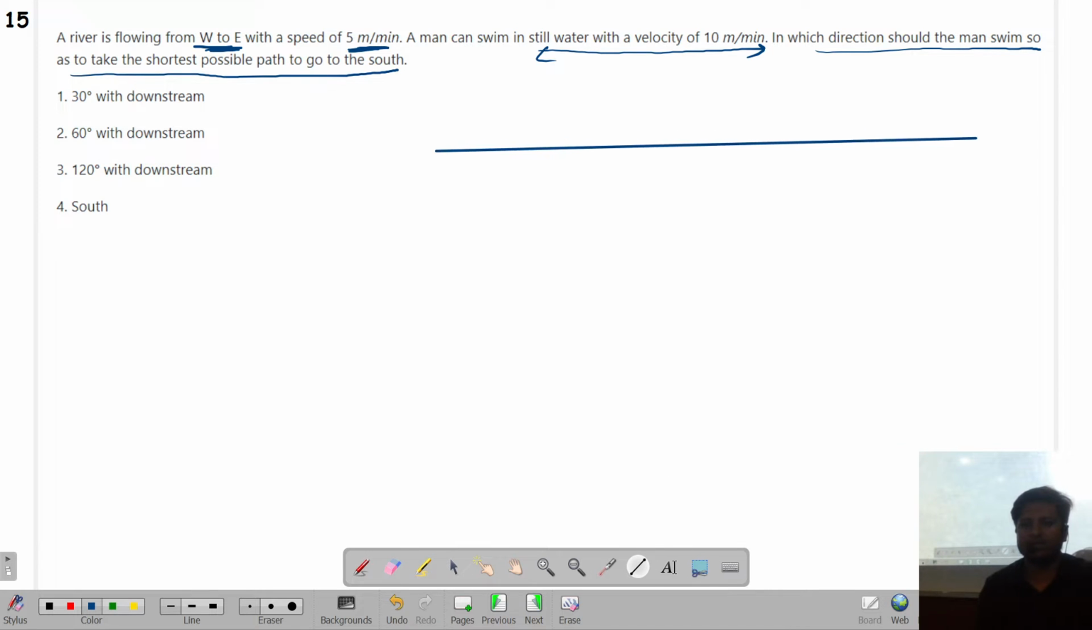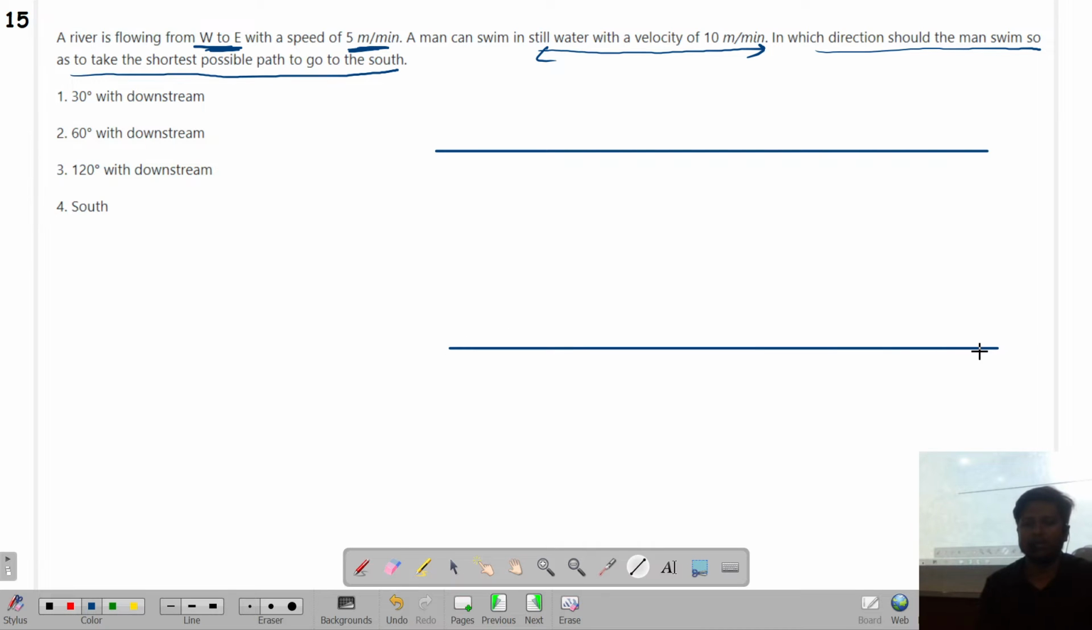So now look over here. Hey guys, please see. River is flowing in which direction? West to east. Yes or no? This is the direction of the river, the velocity of the river. This is west. This is east. Right or not? Now look over here. Person starts from here. This time it is given opposite because the person needs to go where? Shortest possible path to the south. Right or not? This is my north bank. This is my south bank. So the particle should start in which direction? The particle should come over here. Yes or no? This is my shortest possible path.